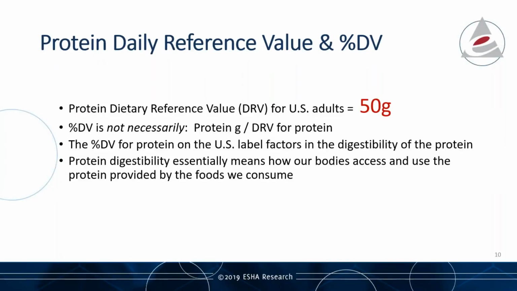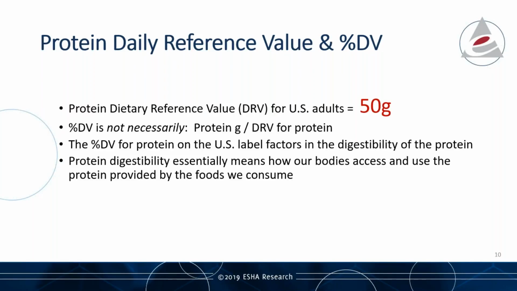For U.S. adults, the dietary reference value, or the DRV, which is used to calculate the %DV for protein, is 50 grams. With most of the nutrients, to determine the %DV, you take the grams or the milligrams or whatever the nutrient is reported in, and you divide that number by the recommended daily value for that nutrient. But with protein, there's a little more to it.